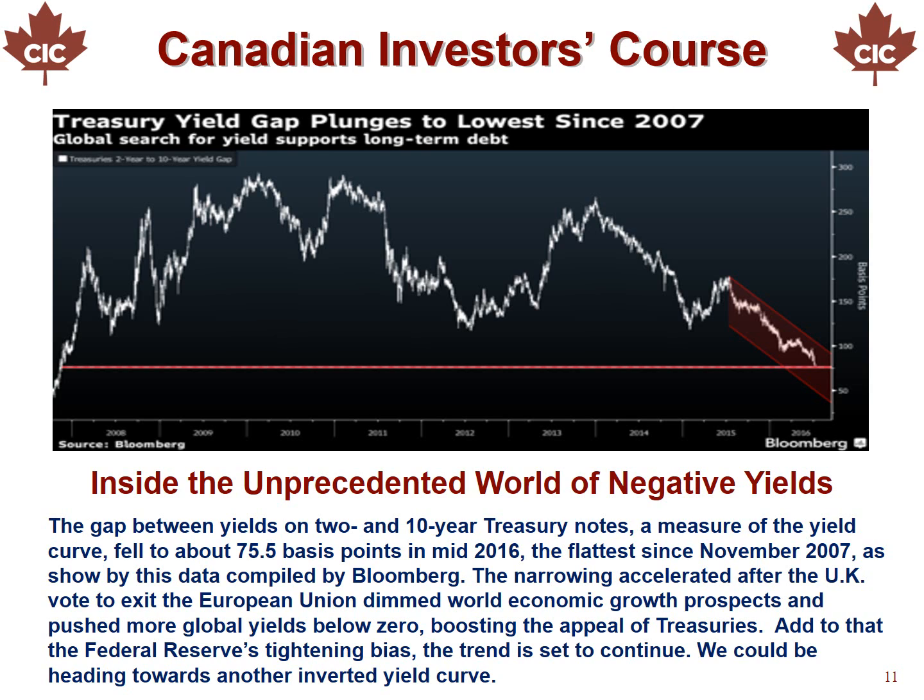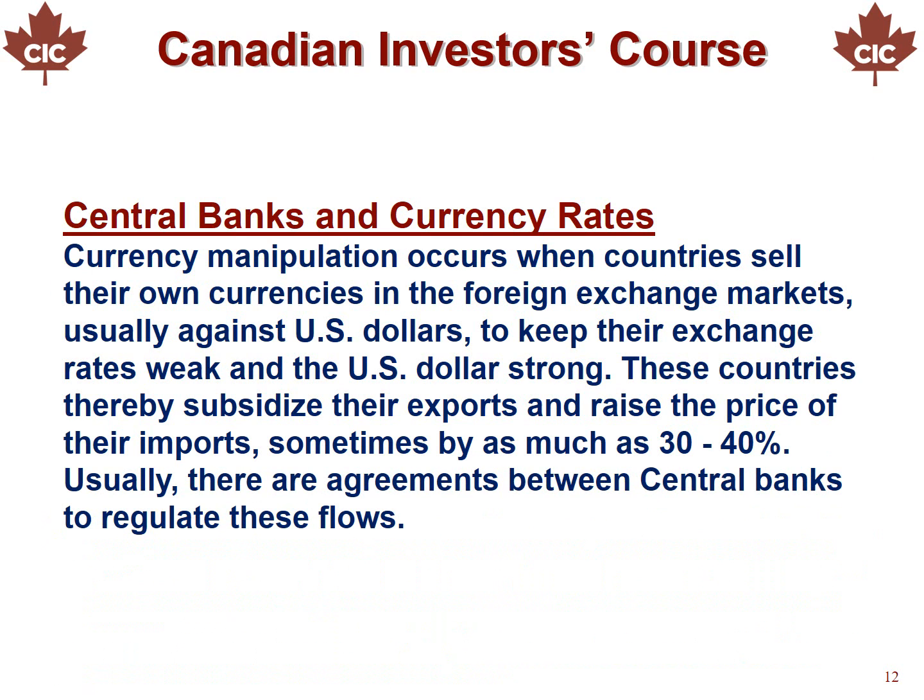The narrowing accelerated after the UK vote to exit the European Union dimmed world economic growth prospects and pushed more global yields below 0, boosting the appeal of treasuries. Add to that the Federal Reserve's tightening bias, and the trend is set to continue. We could be heading towards another inverted yield curve and possibly a recession.